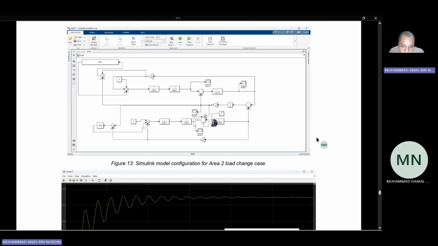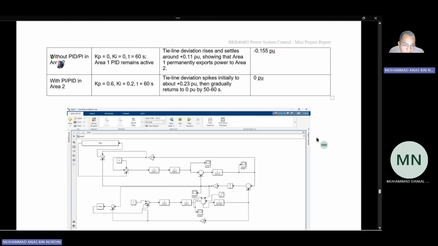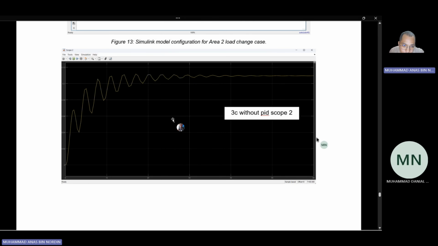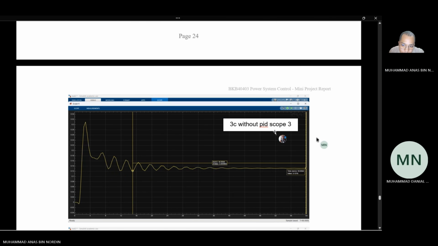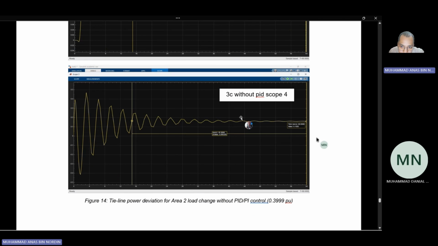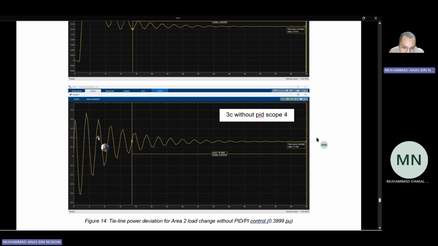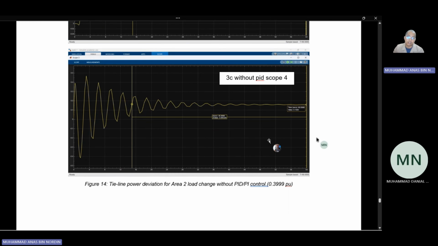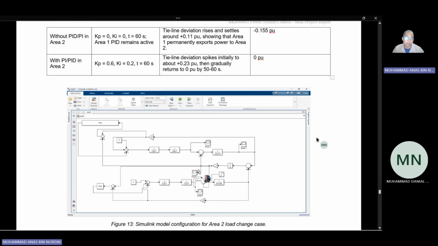That's all the additional for area 1, and I will tell you the case without PID or PI in area 2. Tie line deviation rises and settles around positive 0.11 PU, showing that area 1 permanently exports power to area 2. You can see here the result for 3C without PID at scope 2, with time sampling 60. At scope 3, it is a straight line starting from 0 and finalizing at 0.13. And at scope 4, there is a big oscillation, and the final value is 0.1583. That's for the case without PI or PID controller.